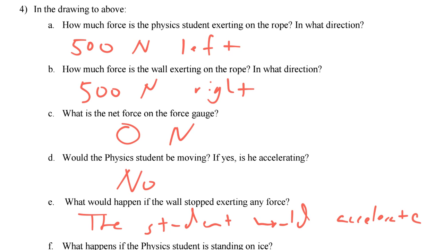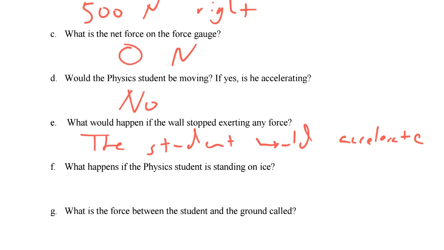Next question, what happens if the physics student is standing on ice? They can't pull as hard, because they can only pull as hard as they can push the ice away from them. And if it's slippery, they're not going to be able to push the ice as hard. Therefore, they can't get as big of a reaction force from the ice and pull as hard.